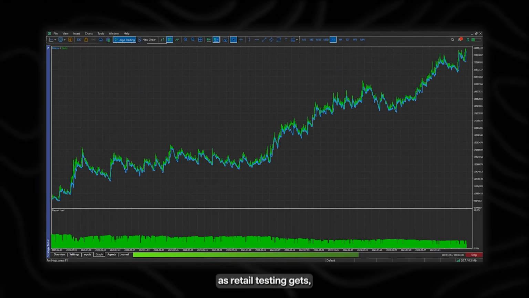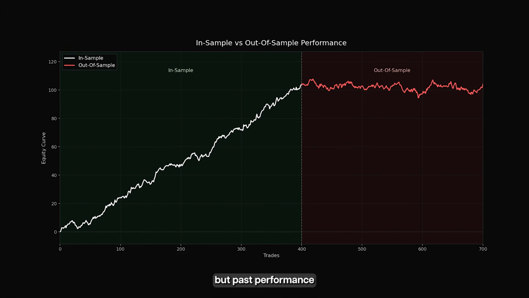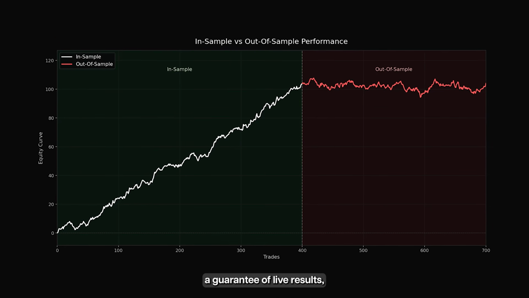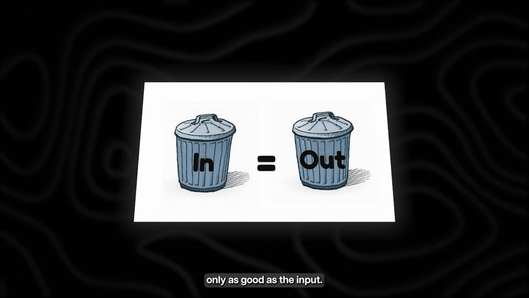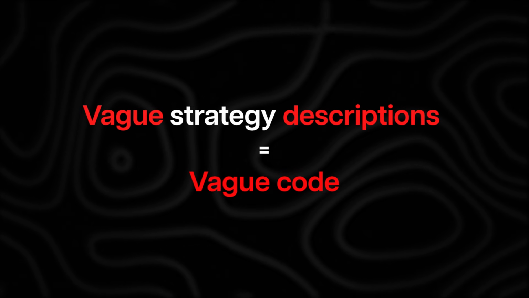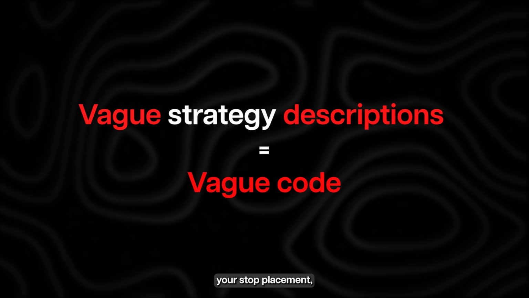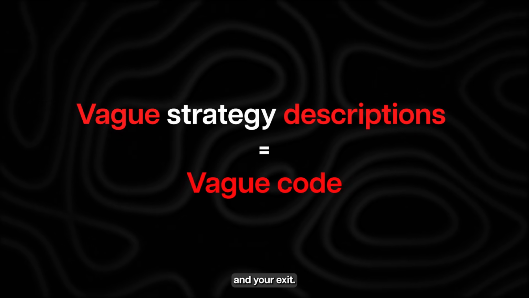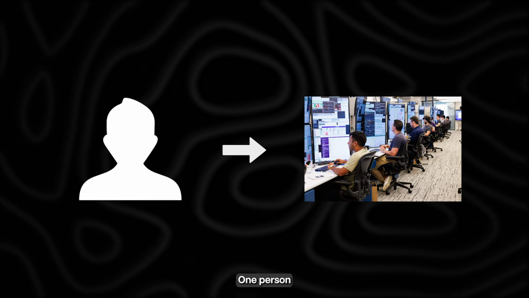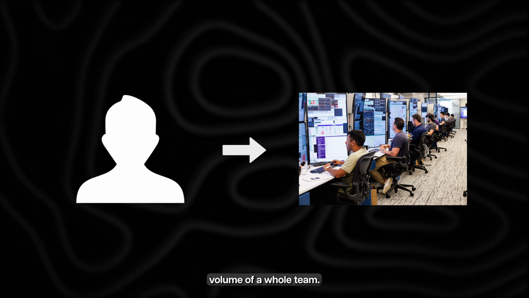Two honest things. No backtester is reality. Metatrader on every tick is about as close as retail testing gets, but past performance in any backtester is never a guarantee of live results. And the output is only as good as the input. Vague strategy descriptions produce vague code, so be specific about your entry, your stop placement, your position sizing, and your exit. The sharper your description, the more useful the result. One person with this setup runs the research volume of a whole team.